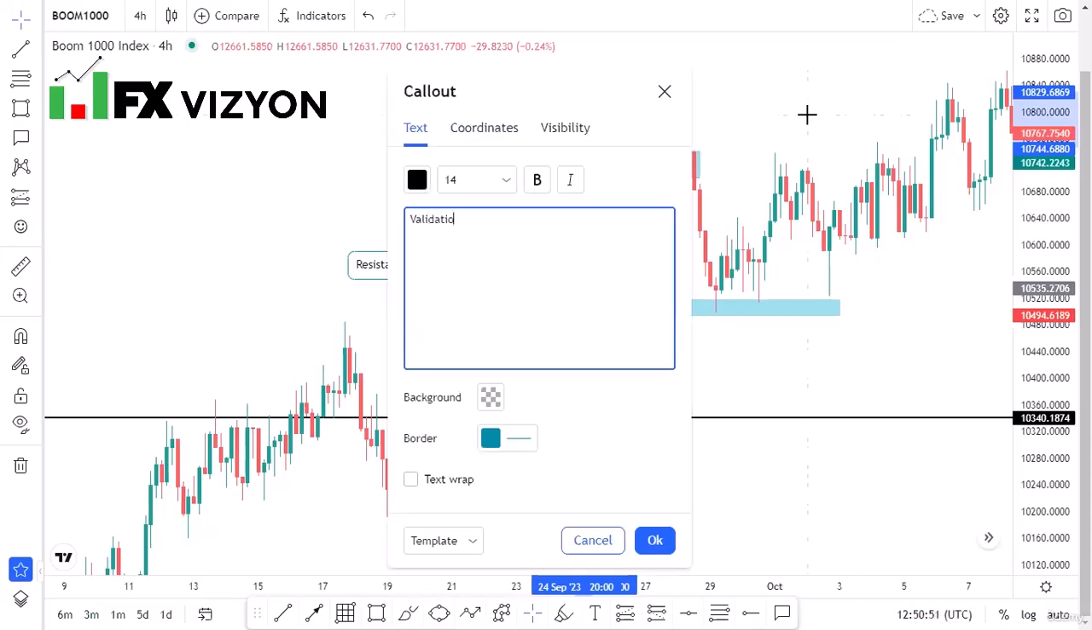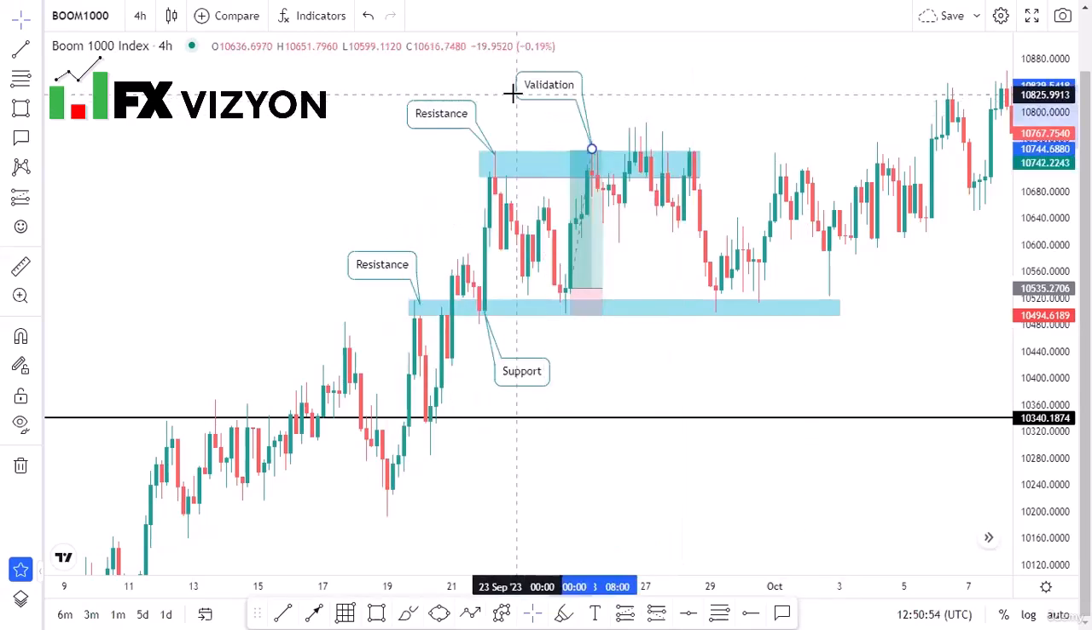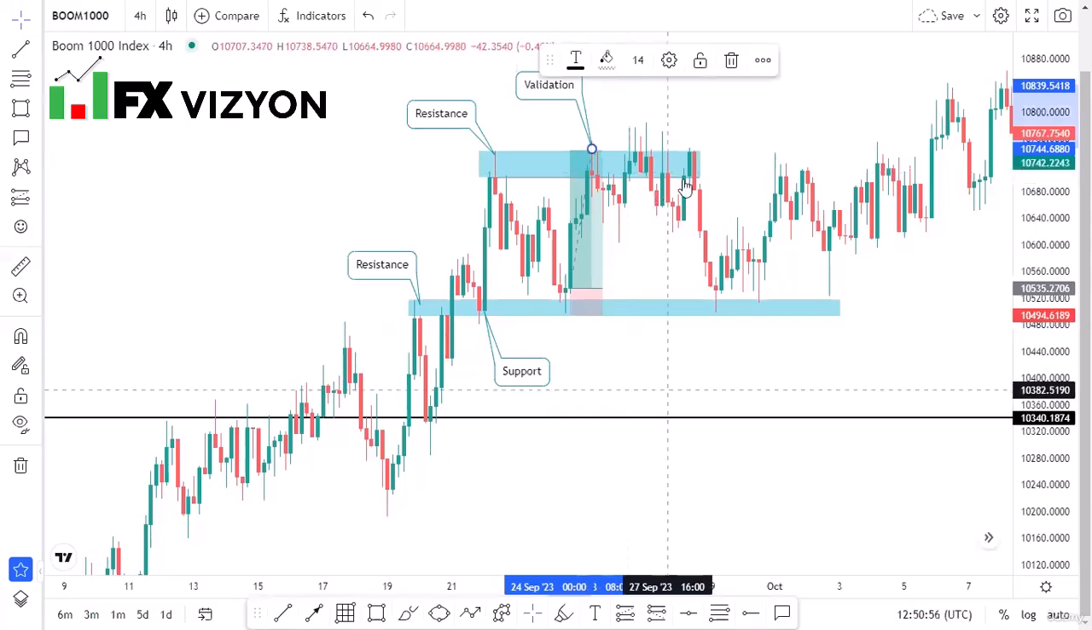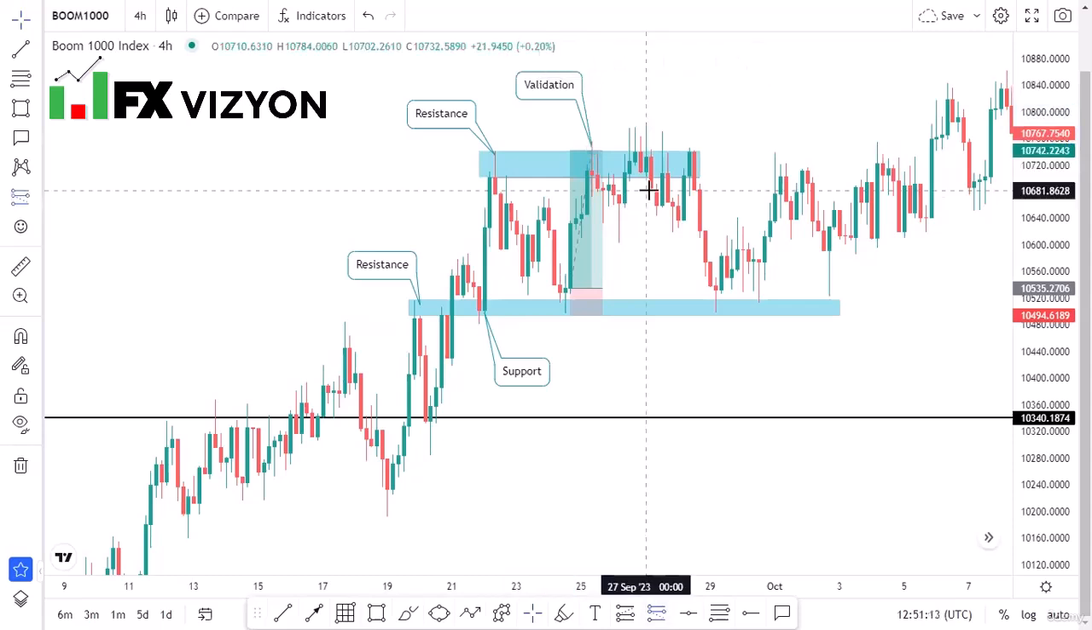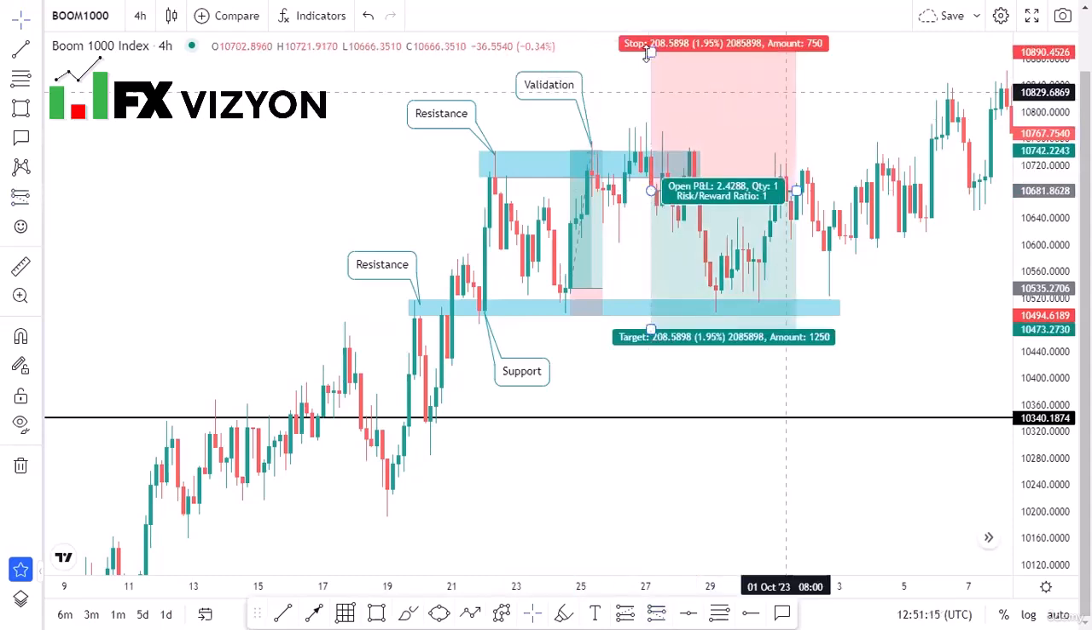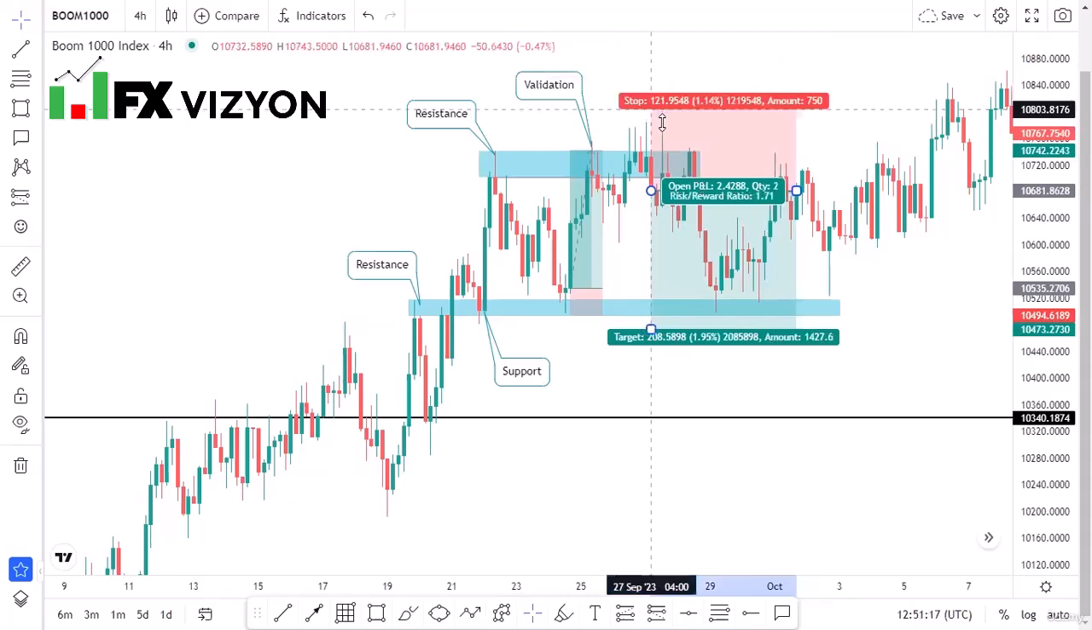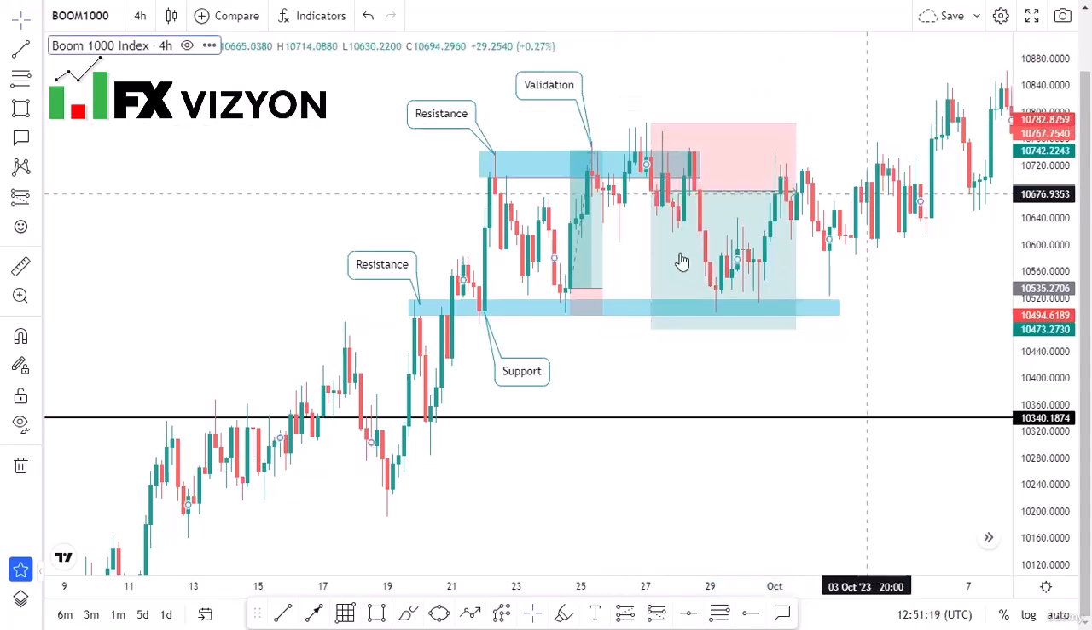So after we have a validation, what should follow? Then we need to take an entry. What are we going to wait for here? We just have to wait for an entry, at least any candlestick pattern that we can see. Here we don't have any clear candlestick pattern until maybe this one right here. So let's say you take your entry right here, and you put your stop loss above that high. And where will your take profit be?